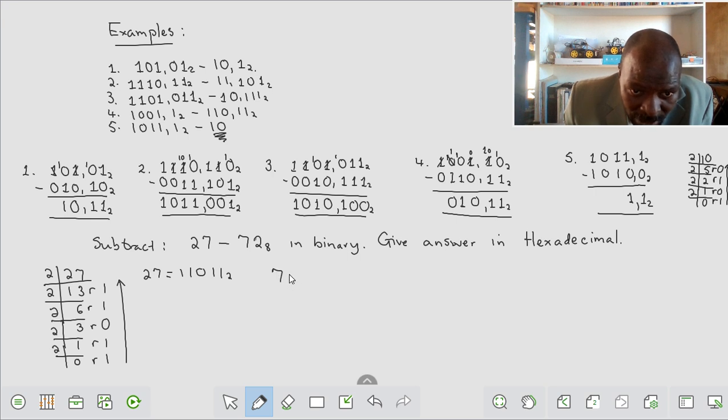Then you say, okay, what about 72? 72 base 8 is 7 times 8 to the power of 1 plus 2 times 8 to the power of 0. Together they give us what? 7 times 8 is 56. I already have a bigger number here, don't I? I was hoping that, okay, I wasn't paying attention. This is going to be 56 plus 2, which is equal to 58.